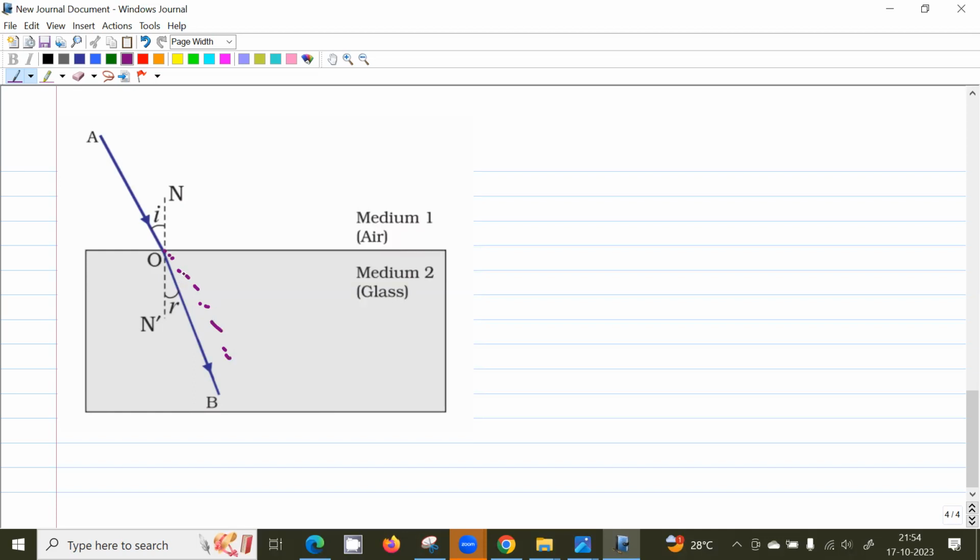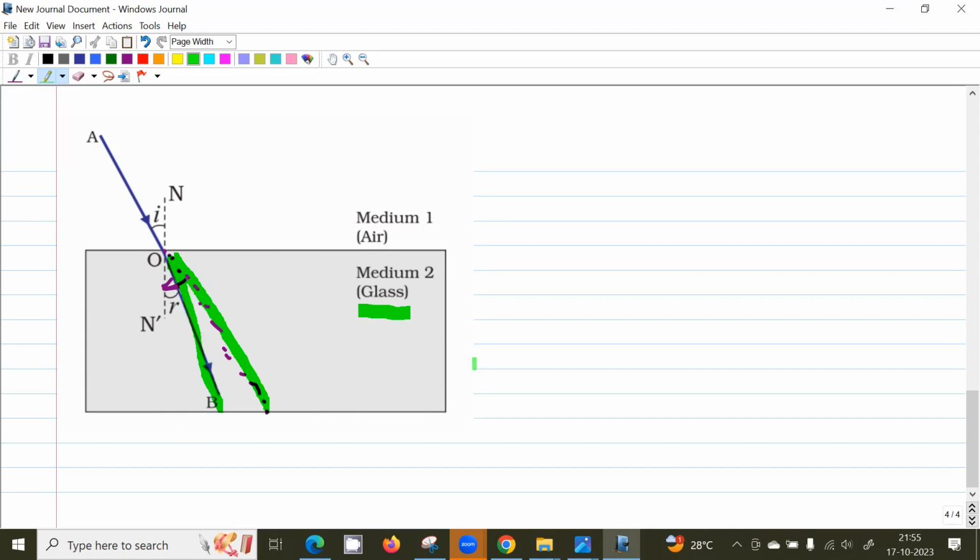Okay, I'm not drawing properly. Instead of that, it's going towards the normal. That way it takes a shorter path, because if I compare this path length where it goes straight with the actual refracted path, this path is shorter. Here the speed of light in glass is reduced, so it will take a shorter path. So when it goes towards the normal, the path taken by the light is shorter.